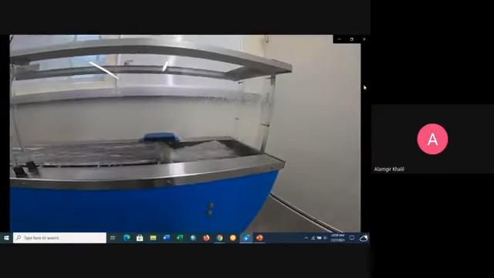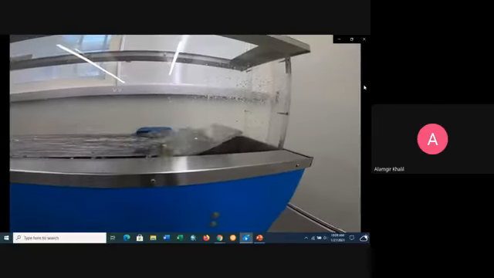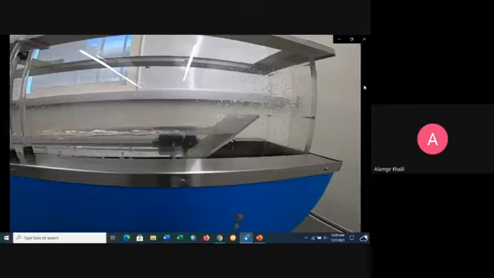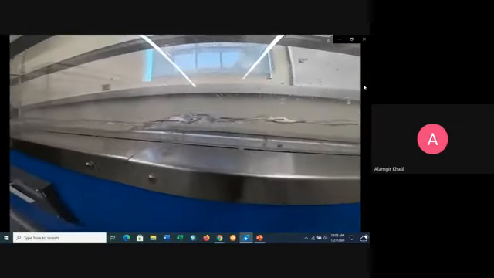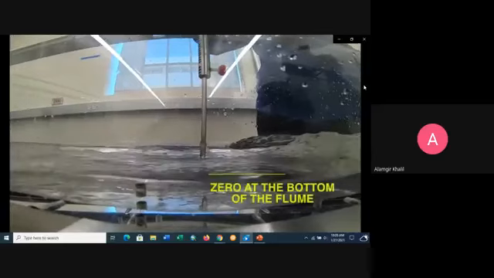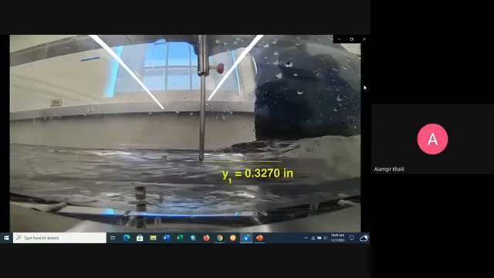Now you can see the water is flowing in a channel. We want to establish the hydraulic jump. Now you can see the hydraulic jump is established. Now we have to measure the upstream depth of the hydraulic jump. This is now the upstream depth of the hydraulic jump.